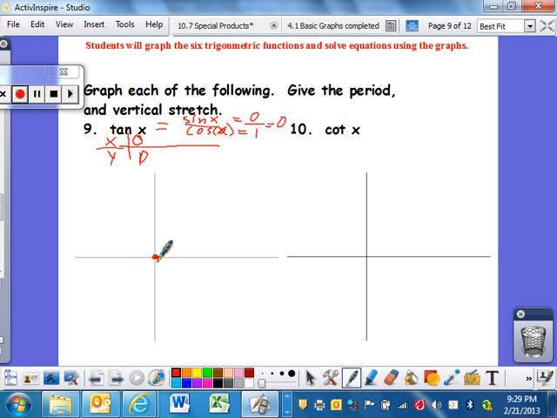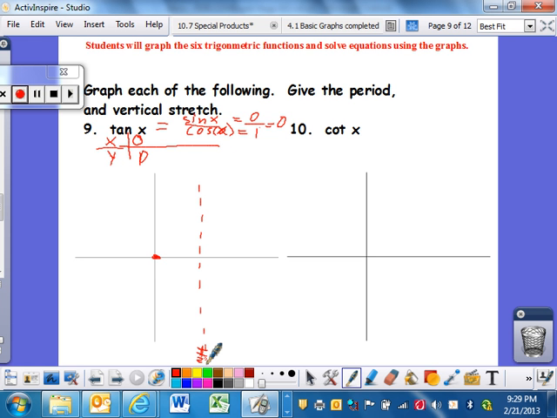We have to think about this every time we start working with tangent. We have to think about what we're plugging in for sine, what we have on the bottom, and what we have on the top, because we cannot have 0 in the denominator. So we have to think about where cosine is going to be 0 whenever we're dealing with tangent. So at pi over 2, cosine is going to be 0. So at pi over 2 we have to have an asymptote.